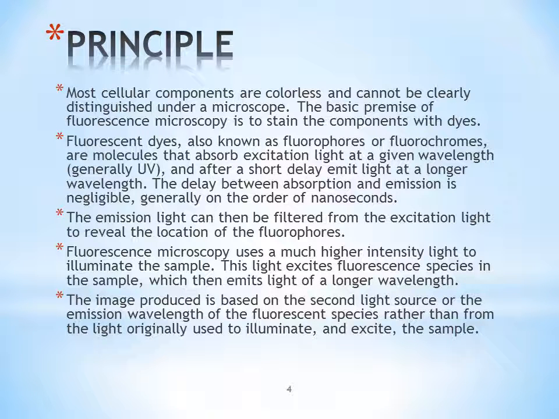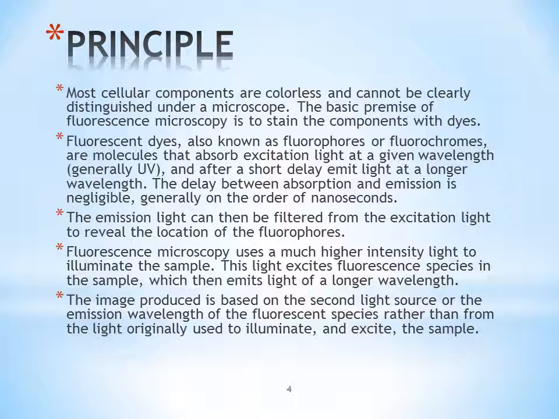Principles of fluorescent microscope. Most cells are colorless and cannot be clearly distinguished under the microscope. The basic premise of fluorescence microscopy is to stain the components with dyes. The fluorescent dyes, also known as fluorophores or fluorochromes, are molecules that absorb excitation light at a given wavelength and after a short delay emit at a longer wavelength. The delay between the absorption and the emission is negligible, generally on the order of nanoseconds. The emission can be filtered from excitation light to reveal the location of the fluorophores.